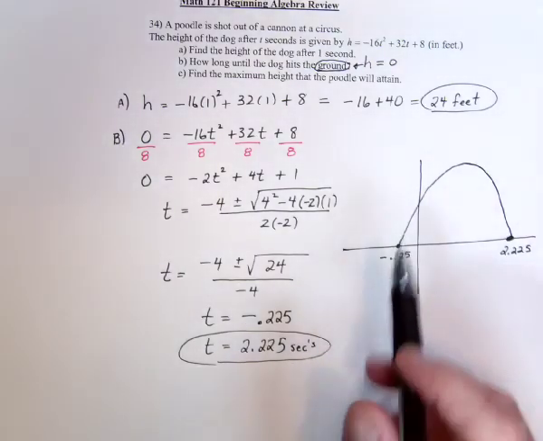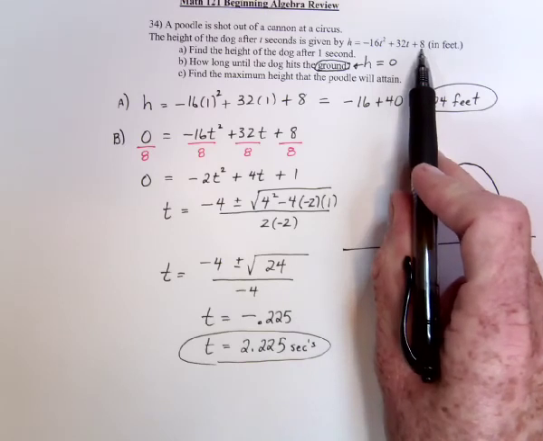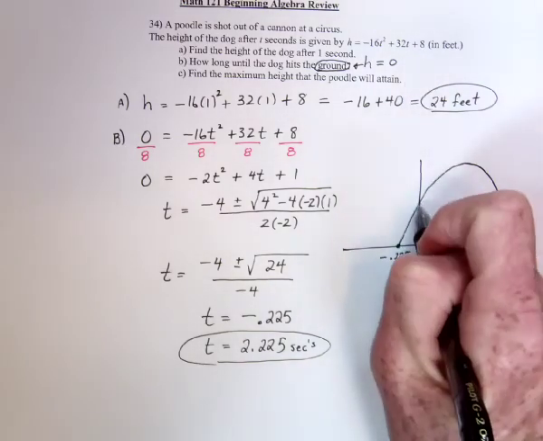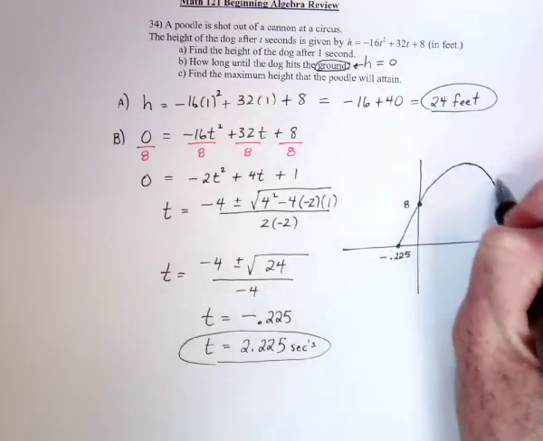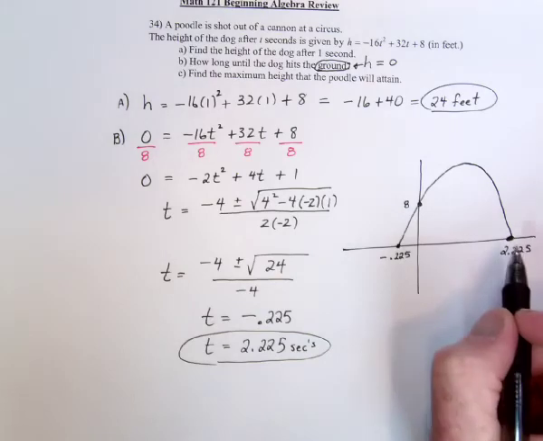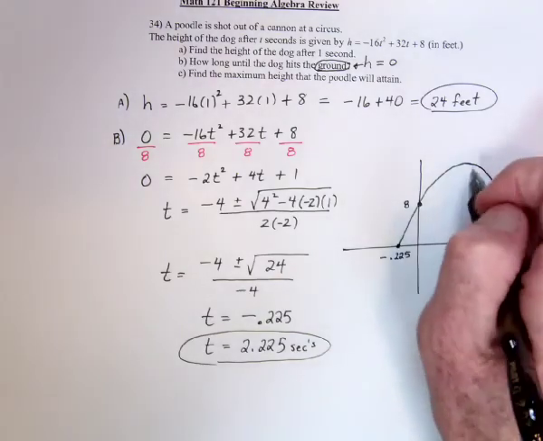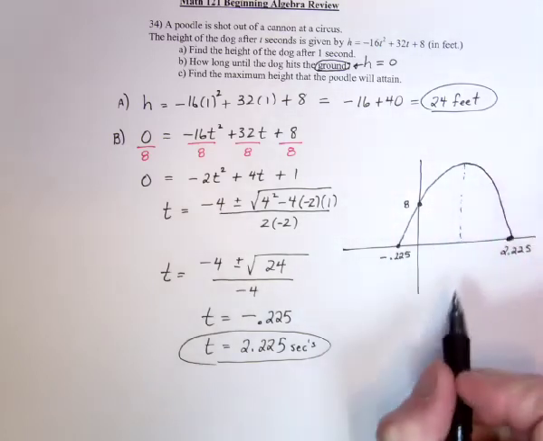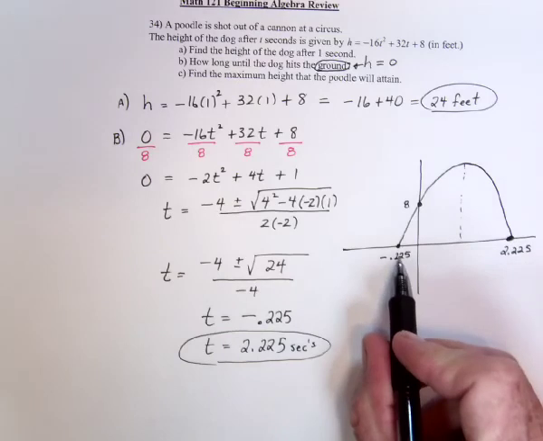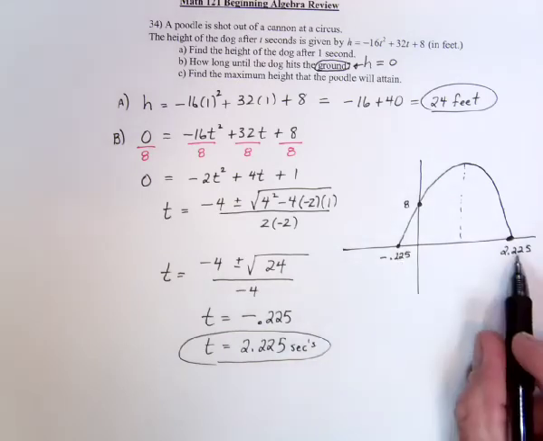So in reality, the poodle actually starts at 8 feet. So this number right here would be 8 feet. And then it goes up in the air and eventually gravity brings it back down after 2.225 seconds. Now, the maximum height is going to be right in the middle right here. This is called the vertex. And in order to find that, we need to find out what's in the middle of this number and this number. In order to do that, you average them.